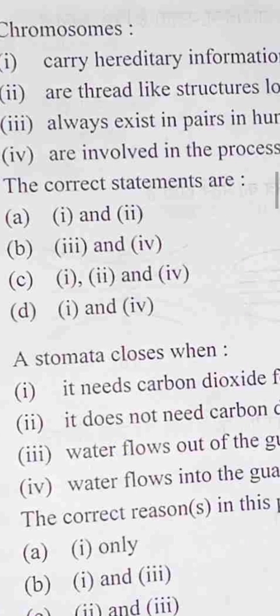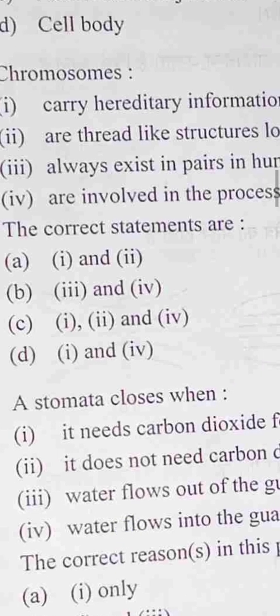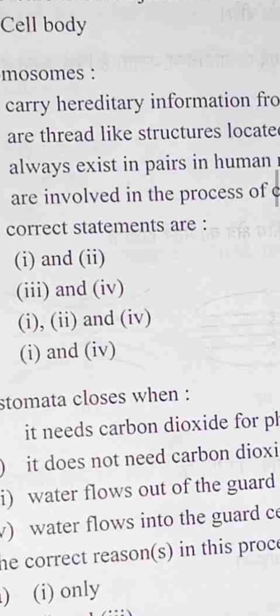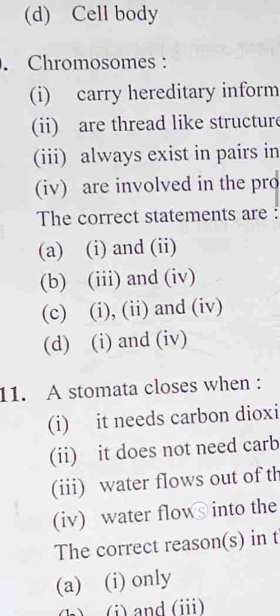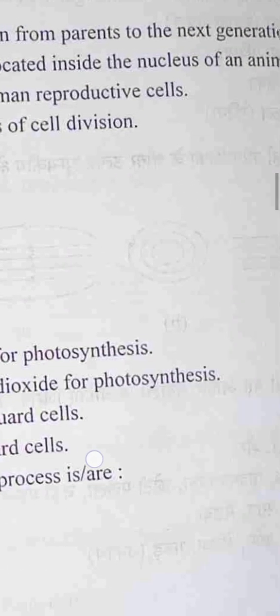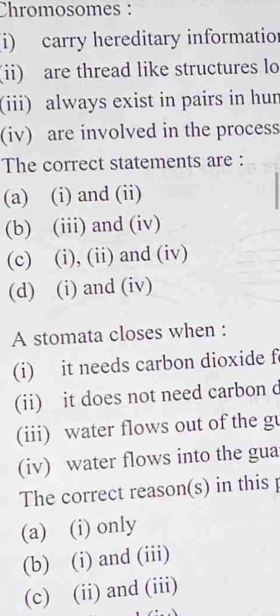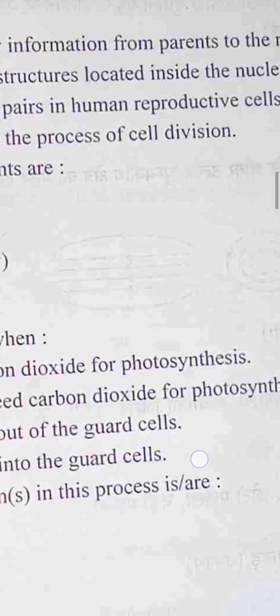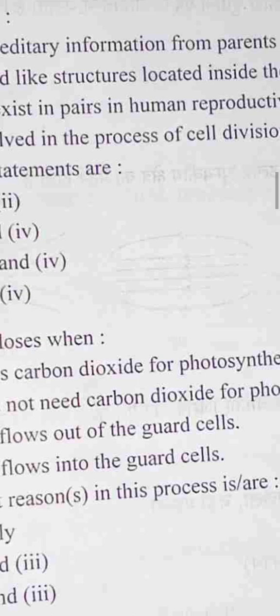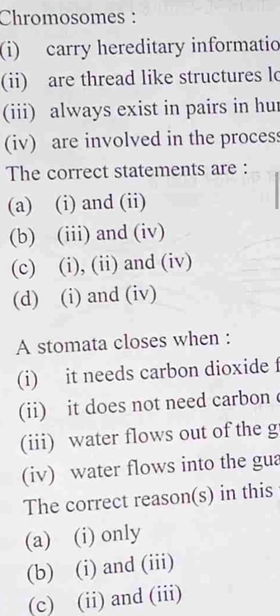Next, stomata closes when? We know that stomata closes when it has exchanged gases with the atmosphere, that is, it has taken carbon dioxide for photosynthesis. So in the first option it is given that it needs carbon dioxide for photosynthesis. At that time it will open, so it is a wrong option. Second option, it does not need carbon dioxide for photosynthesis. Now it has taken enough carbon dioxide, so it will close up. When it has taken enough carbon dioxide, it will be the correct option, the second option.